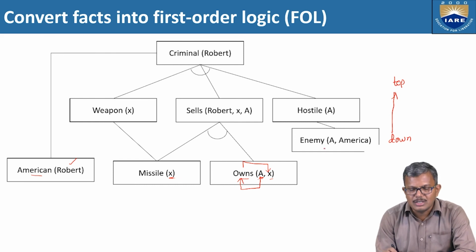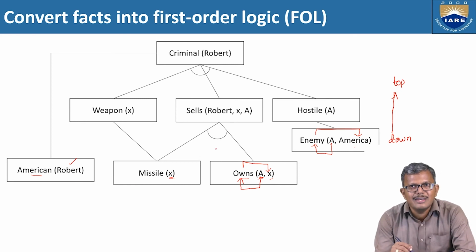Another fact is also there for us. What is that? Enemy. Who is the enemy again in this way? A is the enemy of America. So these are the four facts we are having initially to move towards the goal state. From these available facts, we are generating the next level of the tree.